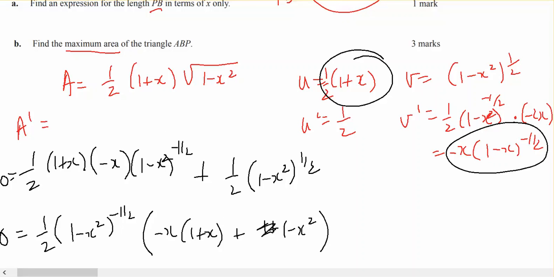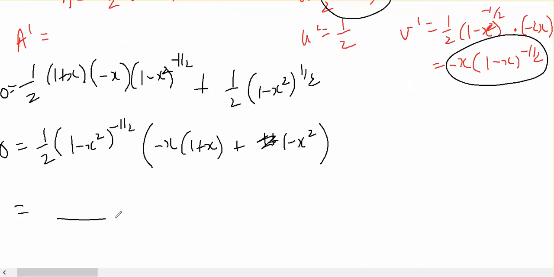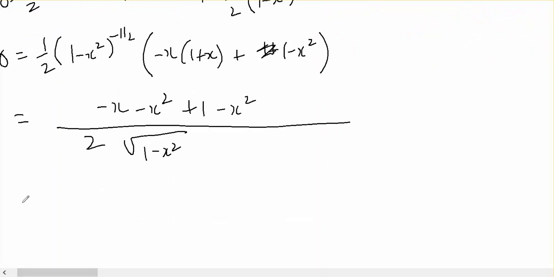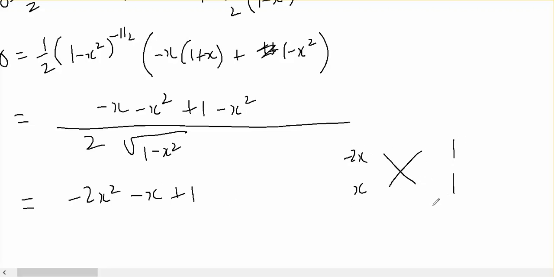to the power of 1, which leaves me with 2 on the bottom, the square root of 1 minus x squared, and up the top here I've got minus x squared plus 1 minus x squared. Which gives me minus 2x squared minus x plus 1. That looks about right, doesn't it?